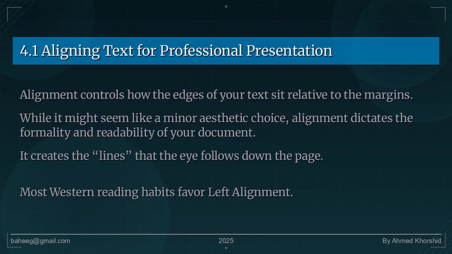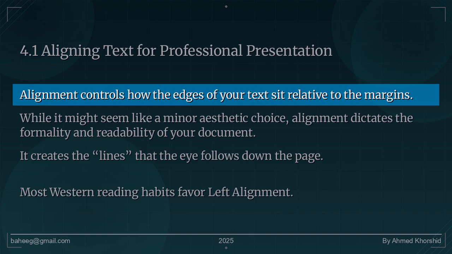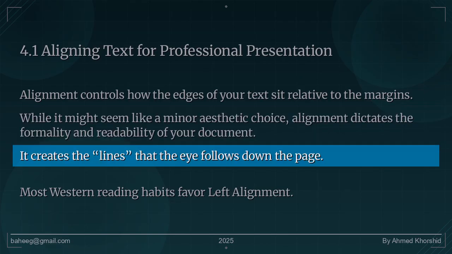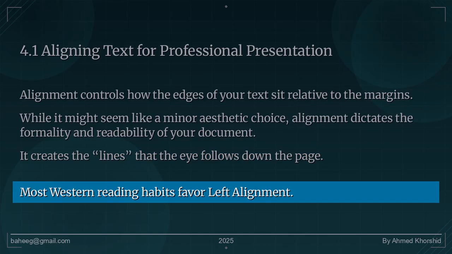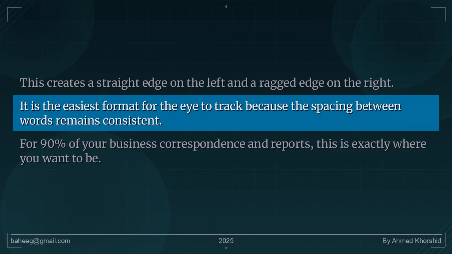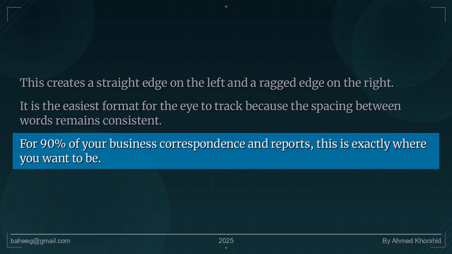For point 1, aligning text for professional presentation. Alignment controls how the edges of your text sit relative to the margins. While it might seem like a minor aesthetic choice, alignment dictates the formality and readability of your document. It creates the lines that the eye follows down the page. Most Western reading habits favor left alignment. This creates a straight edge on the left and a ragged edge on the right. It is the easiest format for the eye to track because the spacing between words remains consistent. For 90% of your business correspondence and reports, this is exactly where you want to be.